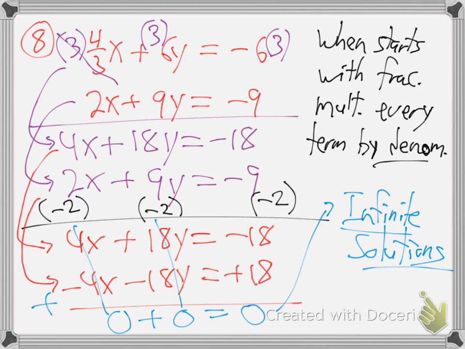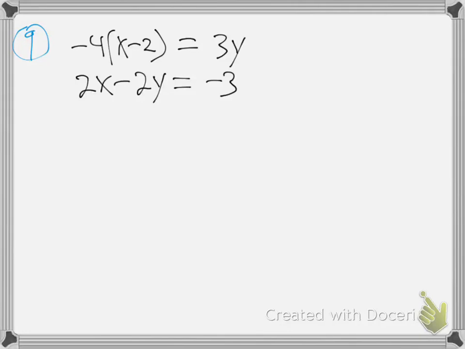Is that good? All is well? Questions? Okay. So this one, they're just kind of messing with us. They're just kind of putting X and Y in funny spots and seeing if we can handle that. Basically, the first order of business on this problem is to get things lined up: X's, then Y's, then numbers. And then it's normal from there.